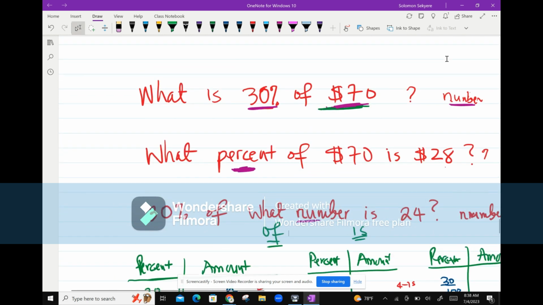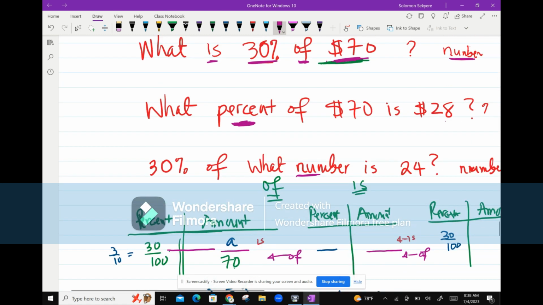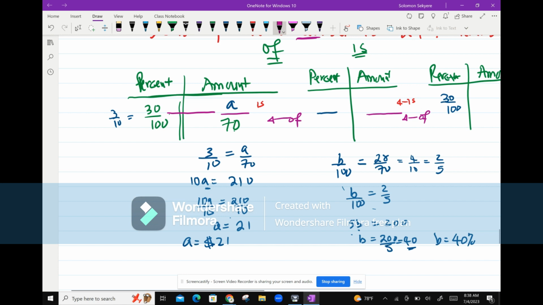Let's pay attention to the words "of" and then "is". Let's go to this table right here. There are several methods, but let's stick with one method that's already working. Let's make a table. On one side is percent, on the other side is amount. You choose to put it left or right, it doesn't matter. Just make this table. Then on the left side, whatever is stated in percentages, put it under percent, and any number given goes under amount.